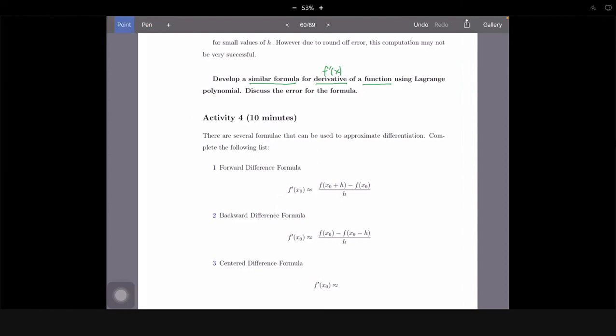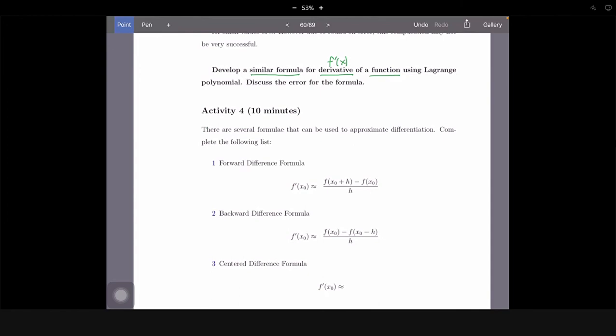Alright, what's next? The several formulas that can be used, which come from the first derivative earlier. When we remove the limit, we get the approximation. Used for approximate differentiation, complete the following list. Mostly there are a few in the list here. The forward difference formula and the backward one differ depending on this. The forward difference formula is f(x0 plus h) minus f(x0), divided by h. The backward one is the given formula.